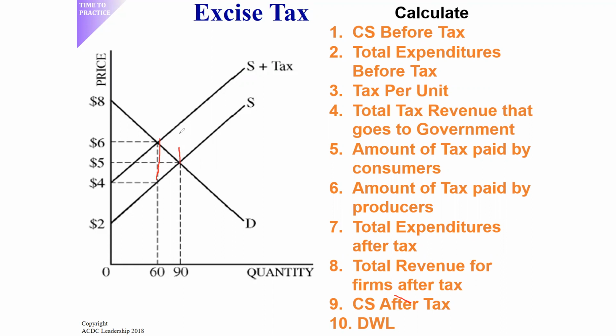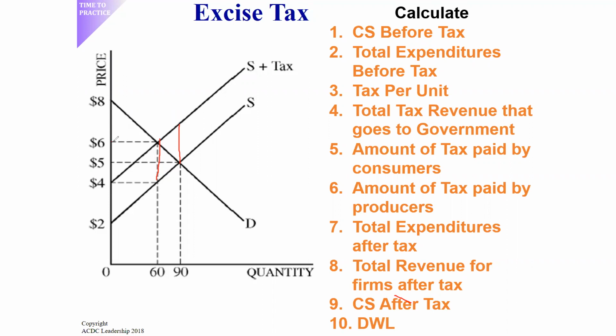And if I took this straight line up, it'd be 5, and that looks like 7. All of those would give you $2. So remember, it's a $2 per unit tax. All right, now total tax revenue that goes to the government. Well, it's a $2 tax, and we sold 60 units, so 60 times 2 is 120.